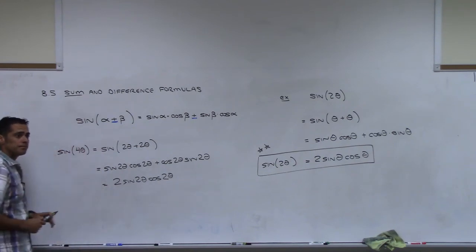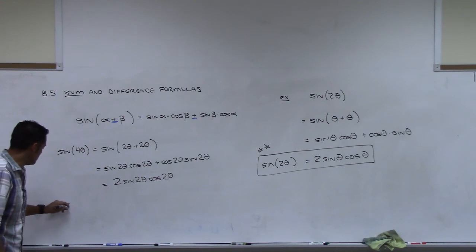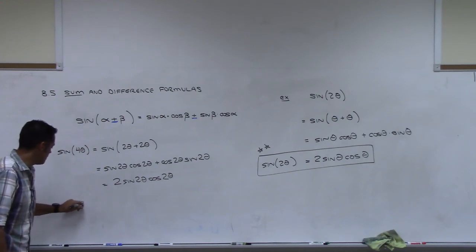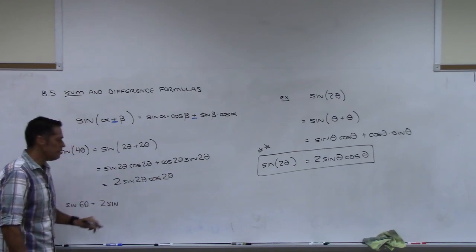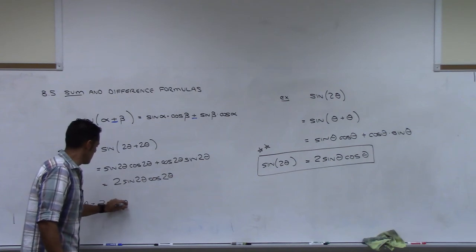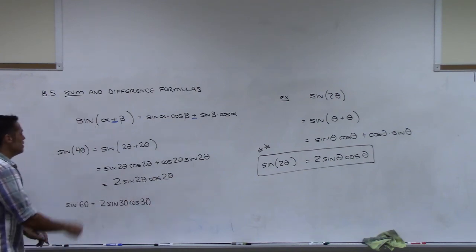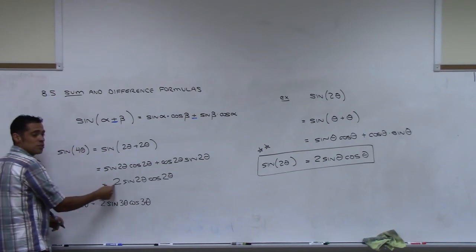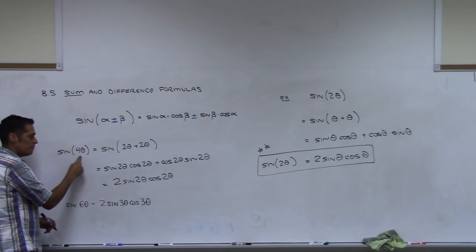You said it was a property, right? This is a property, yes. So as long as it's even. So what would it be if it was sine of 6 theta? If we're going to follow this pattern, what would sine of 6 theta become? 2 sine 3 theta cosine 3 theta. What's happening here is that there's always going to be a 2 in front, but then we're always going to be cutting it in half and putting it here.